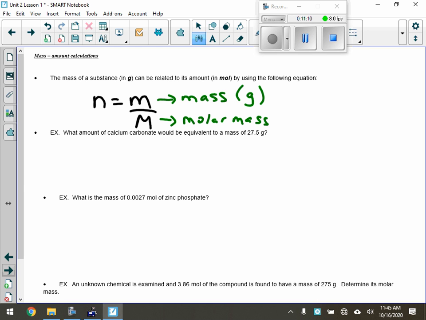Molar mass is big M. Big M stands for molar mass, which is measured always in grams per mole, which we just finished talking about with the chemical formulas and calculating those molar masses.